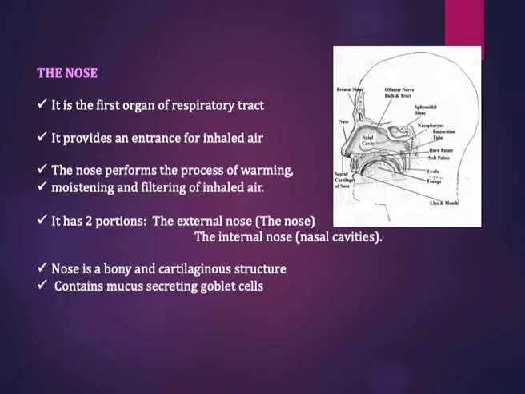The nose is a structure that is not completely made up of strong bone, but is made up of cartilaginous bone. It contains mucus secreting cells called goblet cells.